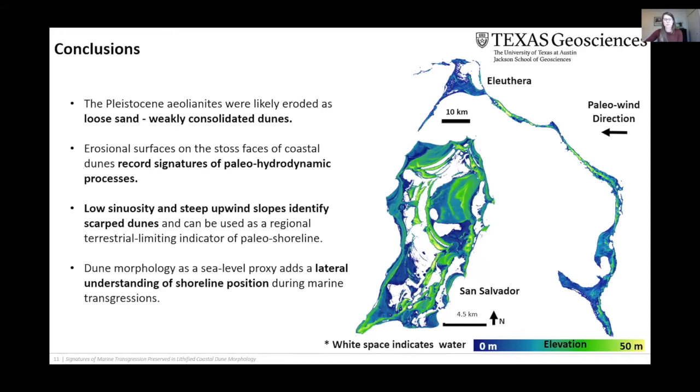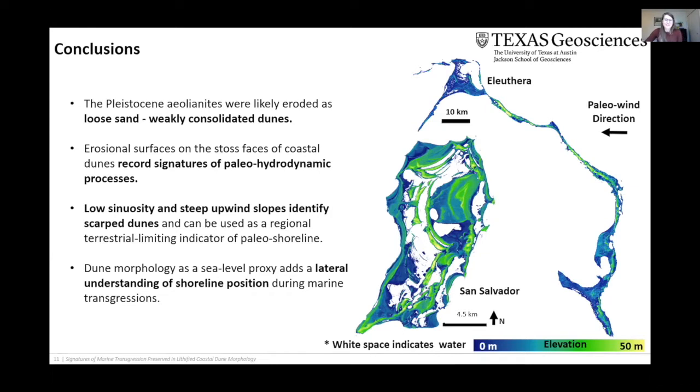These scarp dunes were eroded as loose sand to weakly consolidated dunes, rather than fully lithified, which would have formed steeper cliff-type morphology. The dune forms are particularly valuable as terrestrial limiting indicators of paleo shoreline position, because the dune front not only indicates a vertical sea level elevation, but also lateral positioning of that shoreline, which together gets at a more holistic understanding of the regional transgression, especially in places like San Salvador, where some of the paleoscarp dunes are several kilometers landward of the modern shoreline.